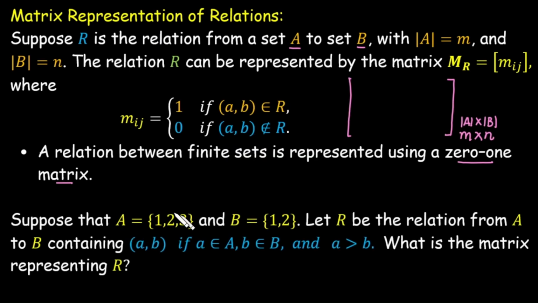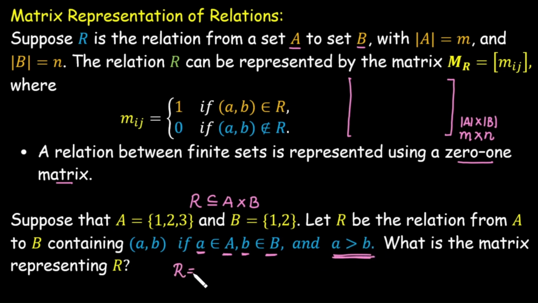Suppose that set A contains the elements 1, 2, 3, and set B contains the elements 1, 2. Relation R is defined from the set A to B. So R is a relation that is a subset of A Cartesian product B. The elements are ordered pairs where the first element is from the first set and the second element is from the second set, provided the first element is greater than the second element. So here we need to collect all those ordered pairs where the first element is greater than the second one.